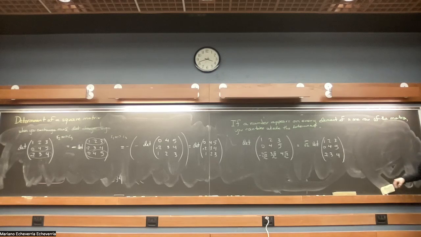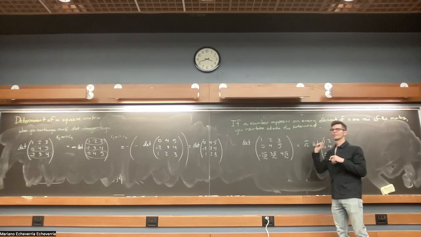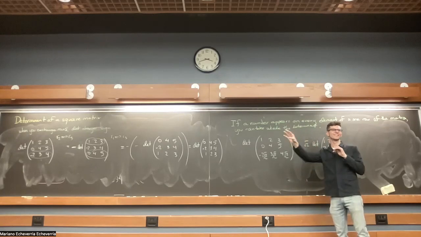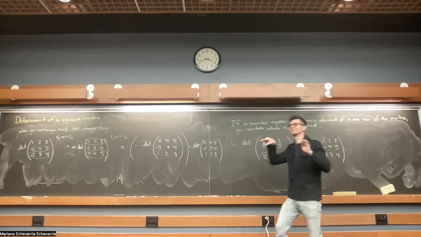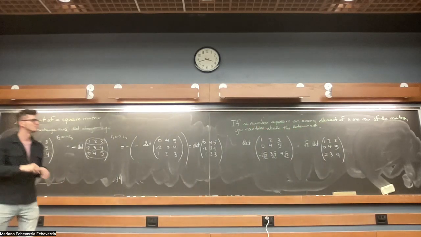Okay. That also tells you immediately that if you have a row with a bunch of zeros, the determinant should be 0, because you're taking it out, and you get 0 times anything. That's also clear if you had just expanded along that row. There are many ways to see this.